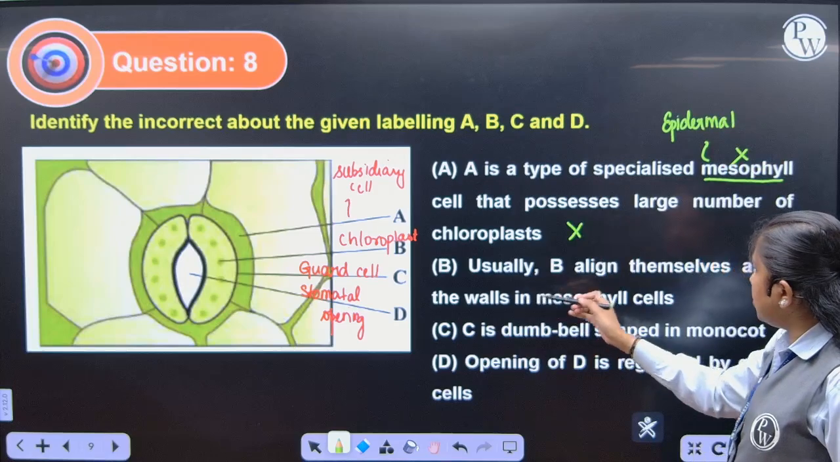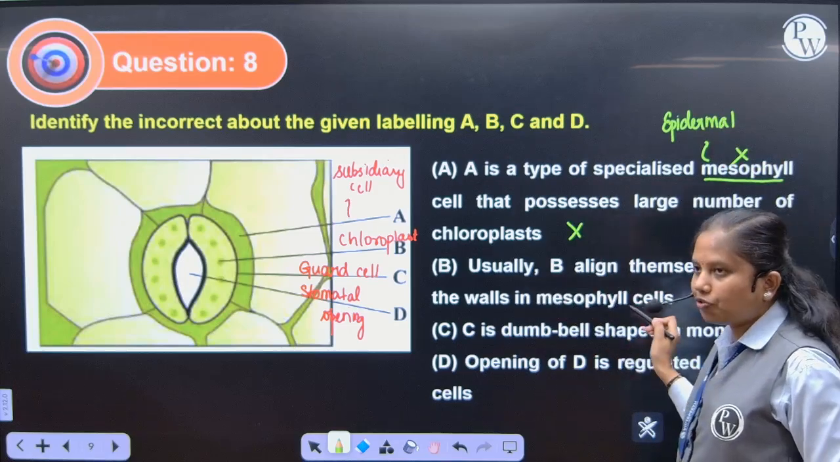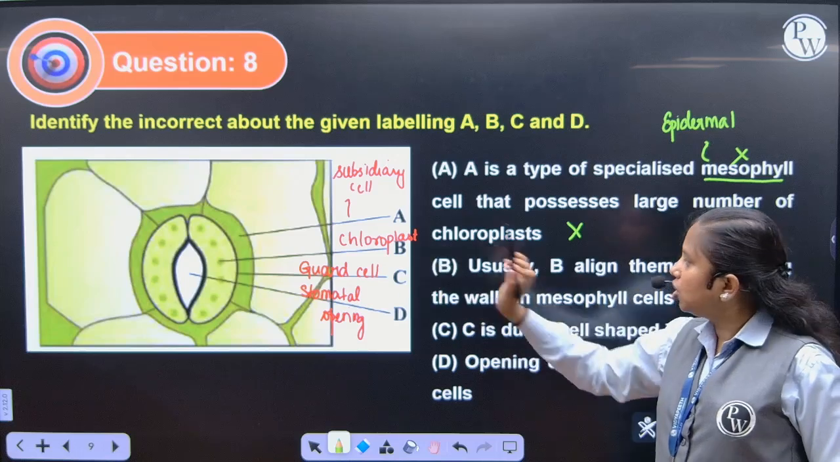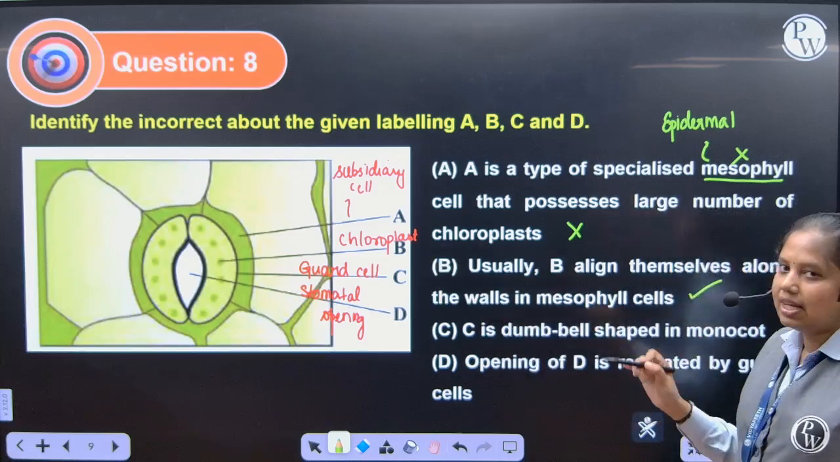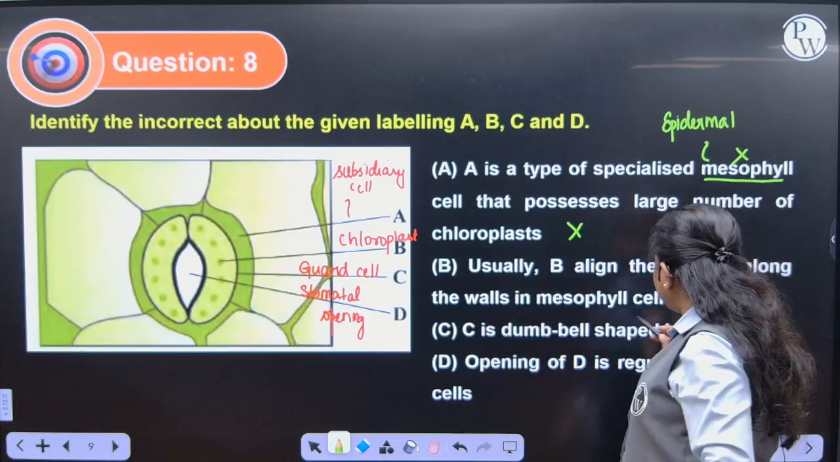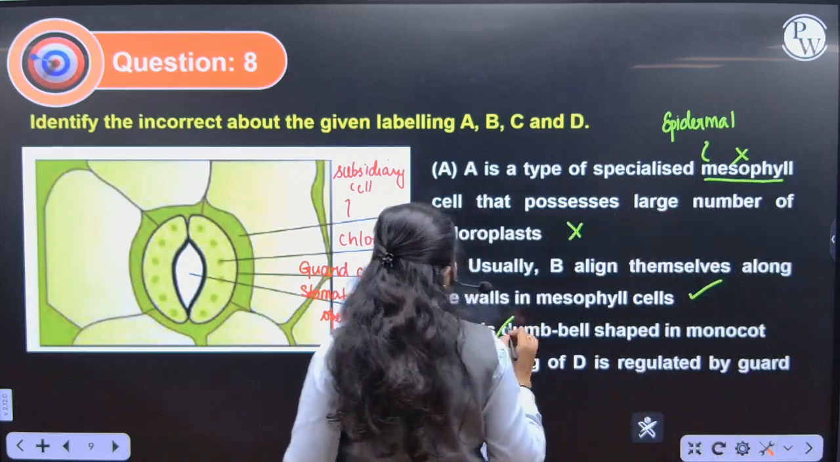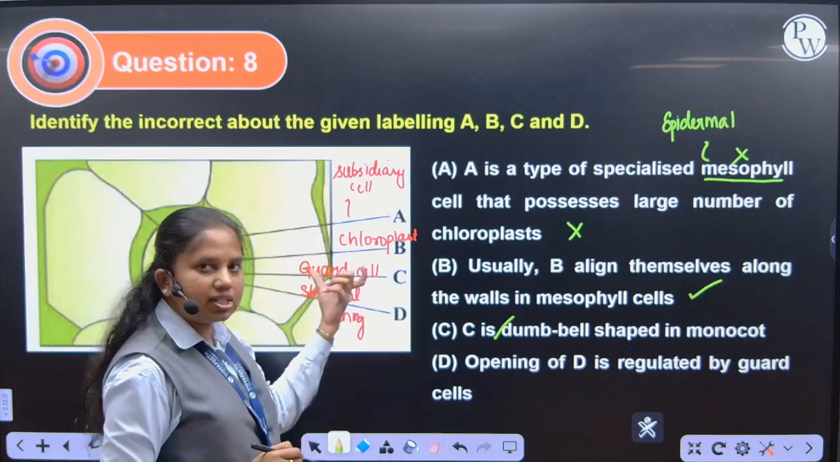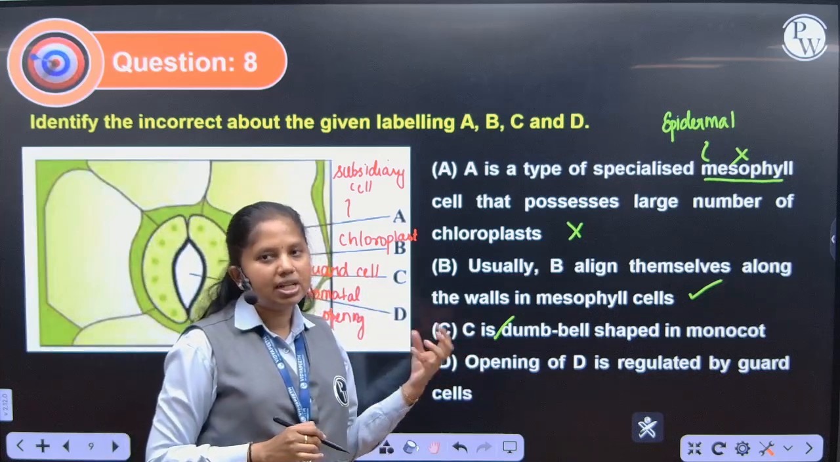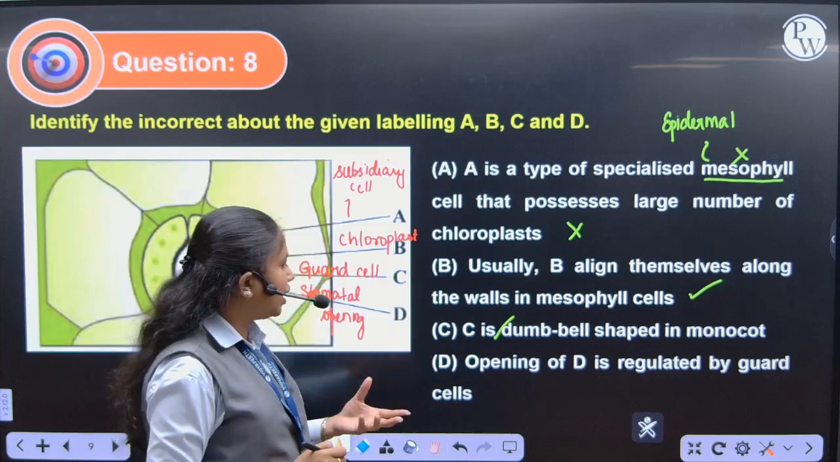Then, usually B align themselves along the walls of the mesophyll cells. Yes, they are true, chloroplasts. So this statement is right. Then we say C is dumbbell shaped in monocot. Again, the statement is true. C is what? Guard cells. They are dumbbell shaped in case of monocots and kidney bean shaped in case of dicots.